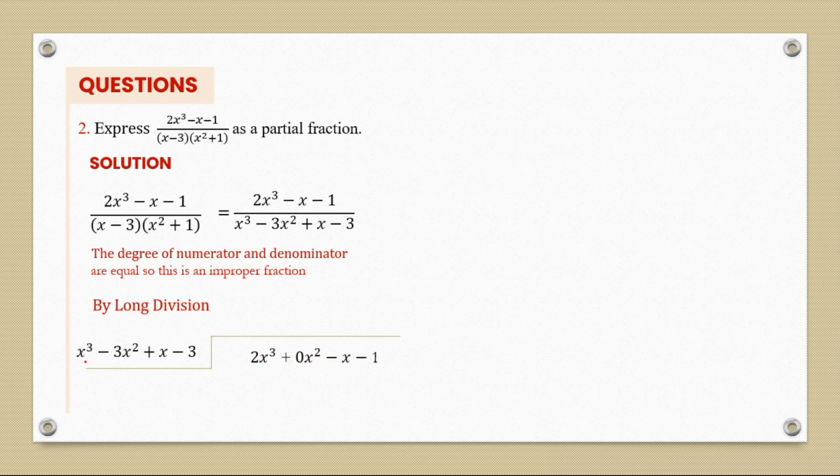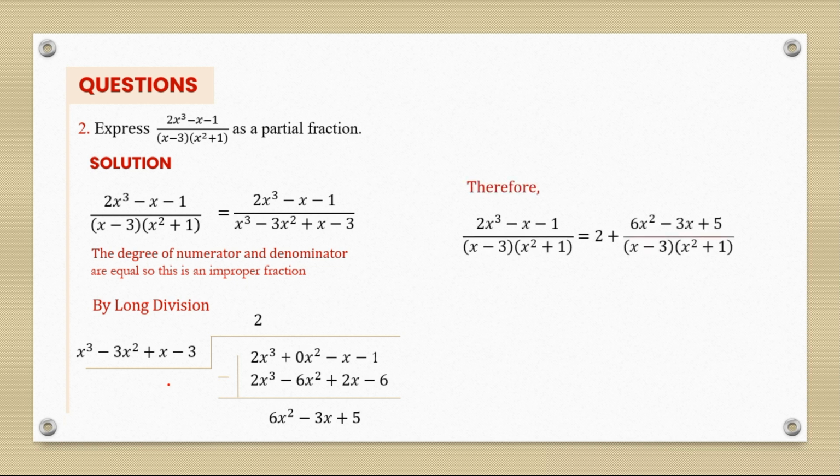So 2x cubed divided by x cubed is actually equal to 2. So 2 times this, we have 2x cubed minus 6x squared plus 2x minus 6. So when you subtract that, we have 6x squared minus 3x plus 5. So now we compare the power here with this power here. As you can see, it's already less than this power here. So actually we can stop there with the long division. So therefore our mixed fraction shall be 2 plus 6x squared minus 3x plus 5 over x minus 3 into x squared plus 1.